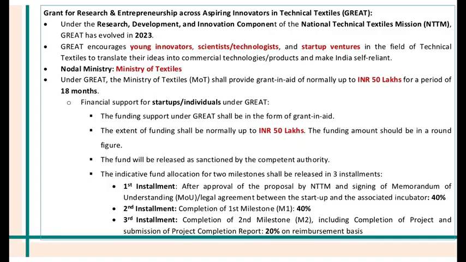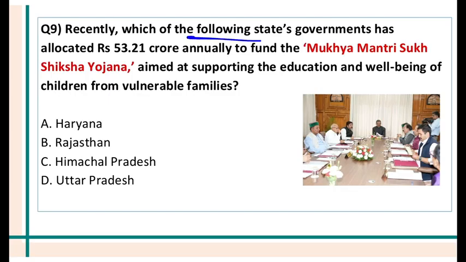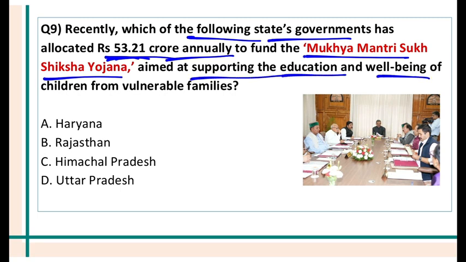Which of the following state governments has allocated 53.21 crore annually to fund the Mukhyamantri Sukh Shiksha Yojana, which is aimed at supporting the education and well-being of children from vulnerable families? Mukhyamantri Sukh Shiksha Yojana is a scheme started by the government of Himachal Pradesh. Sukhwinder Singh Sukhu is the Chief Minister. This initiative provides financial aid to widows, destitute women, divorced women, and disabled parents.